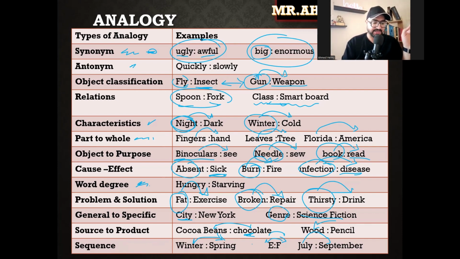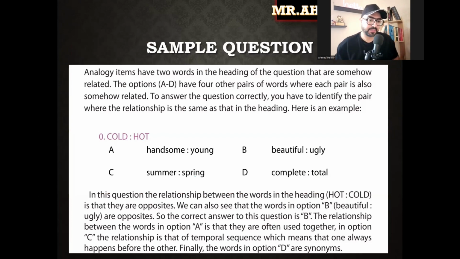Let's see an example here. This example is from Qiyas. We have here cold and hot. The first thing that we need to do is to try to determine the relation between the words cold and hot. Teacher, what's the relation between cold and hot? It's basically antonyms. So they are opposites.